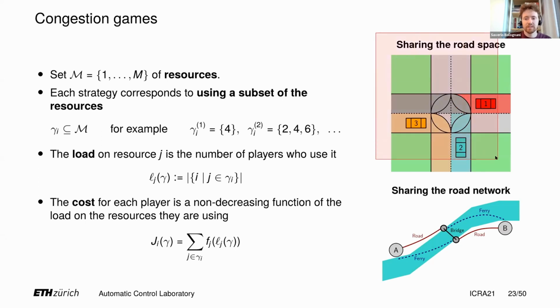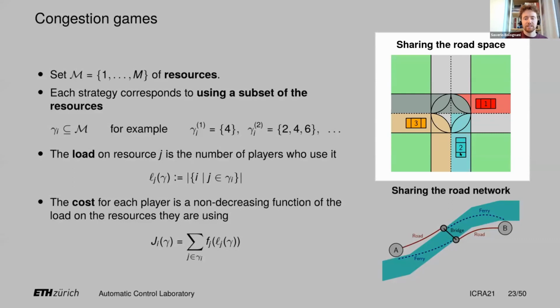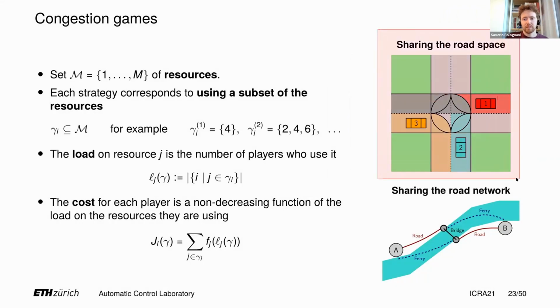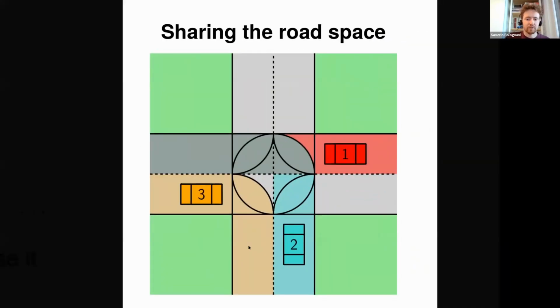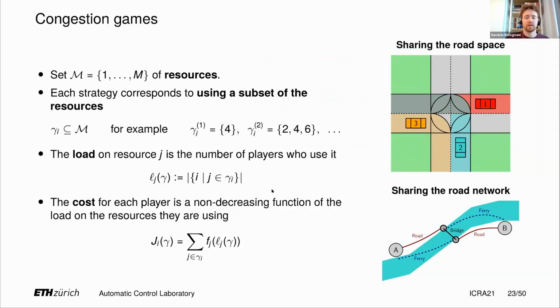So one example is this one. Here, the resources are, for example, parts of an intersection. Players need to decide: the yellow player is going to use these 4 portions of the road, and the blue player is going to use this one and the one turning to the left. And player 1 would also use this one. So that's a congestion game.